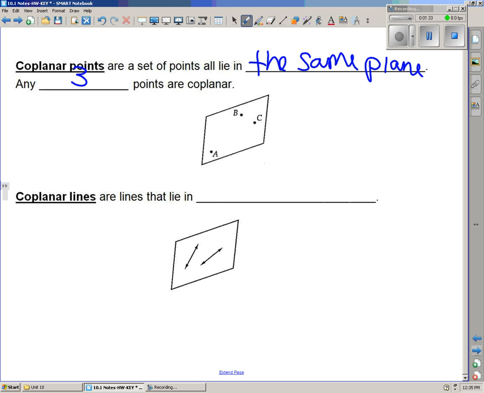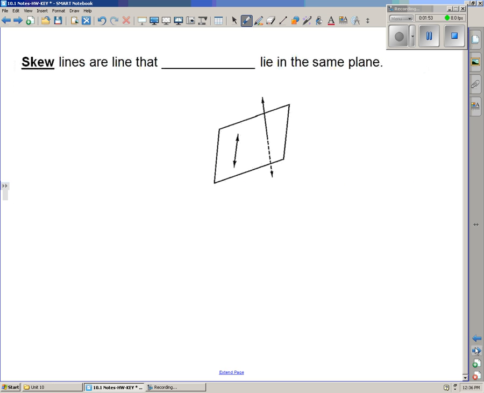Coplanar lines are lines that lie in the same plane. Those lines could be parallel, those lines could be intersecting, they could be perpendicular, which is intersecting. But for the most part, as long as I've got 2 lines, I can pretty much find them a plane for them to be on, with the exception of this next one, which is skew lines. And skew lines are lines that do not lie in the same plane. What's happening here is this particular line is on the plane, but this particular line goes through the plane at that point. So the dotted line is supposed to represent how the line is going through, like you're stabbing a pencil through a paper or something.